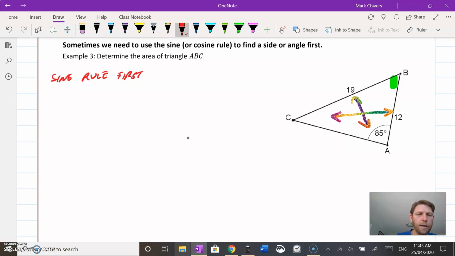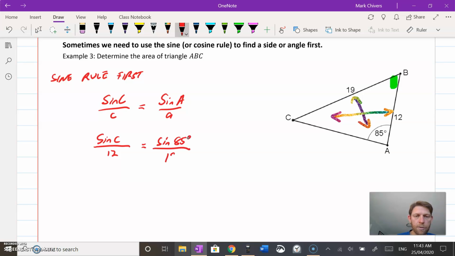And we know that the thing we want to know is going to be sine C. So sine C on C equals sine A on A. And we just substitute in everything we know. We don't know the angle, so sine C just remains like that. But the side that it is opposite is 12. Sine A is going to be the sine of 85 degrees, and that's opposite side A, which is a length of 19. So we're going to end up with sine C equals 12 sine 85 on 19.